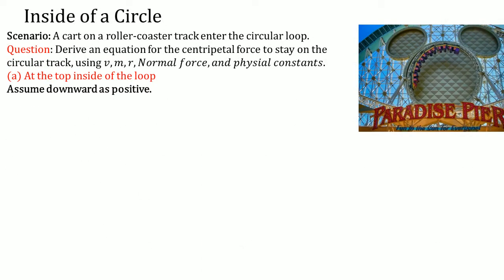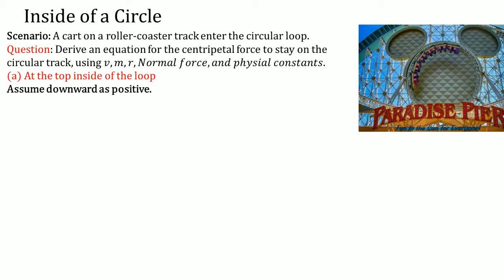Next, this is a roller coaster. A cart on a roller coaster track enters a circular loop. You're going to derive an equation for the centripetal force to stay on this circular track using only v for velocity, m for mass, r for the radius, the normal force, and any other physical constant.